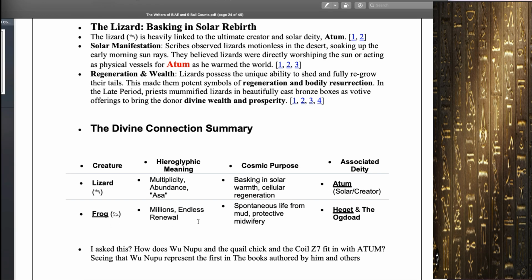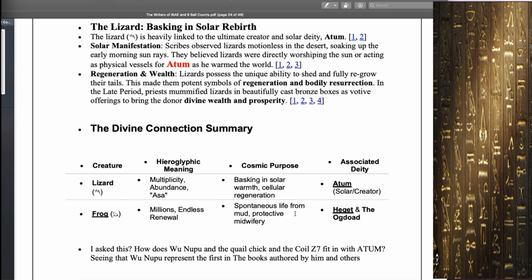The frog, millions and endless renewals, because the frog represents millions of years. So when you get into Noon Science and start looking at the book, you'll start being able to see that Afro Uno explained those symbols and gave you numbers and meanings and terms that we forgot through time.